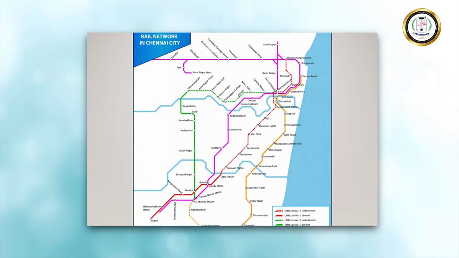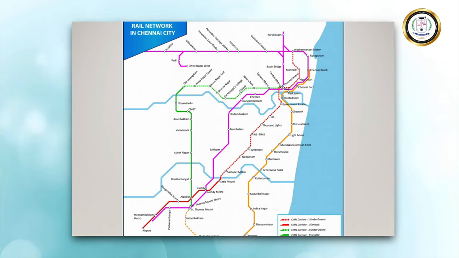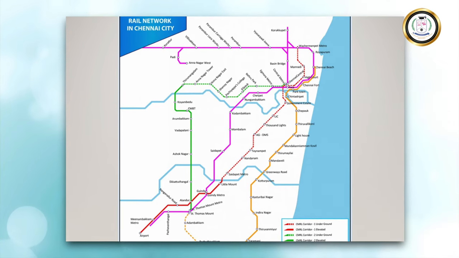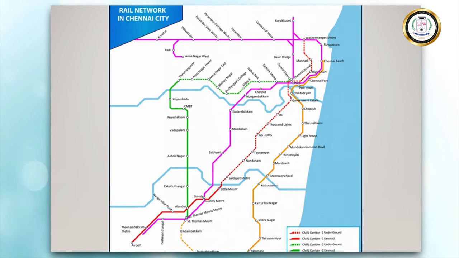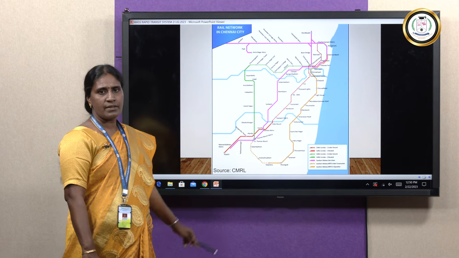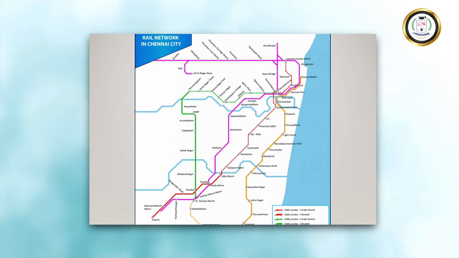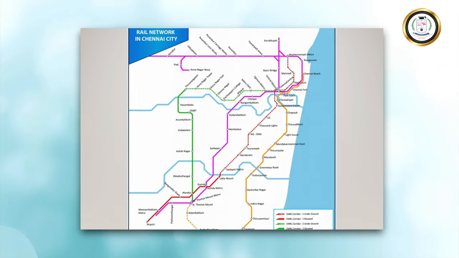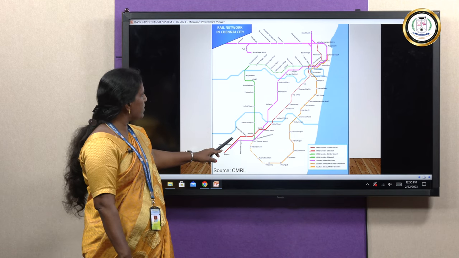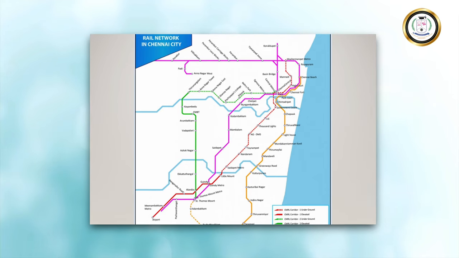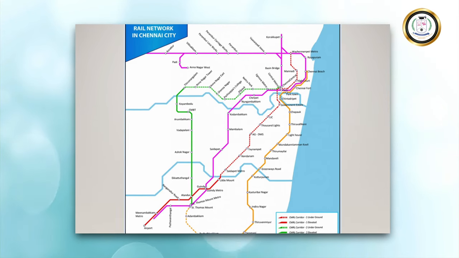This network shows the rail network in Chennai city, and the line indicated in red color is corridor 1, starting from Washermanpet and ending at the airport in the south. The dotted line indicates the underground corridor of Phase 1 metro rail, and the continuous line indicates the elevated corridor of Phase 1 metro rail. And the second corridor is indicated by the color green, which starts from Chennai Central in the north and ends at St. Thomas Mount in the south of Chennai.